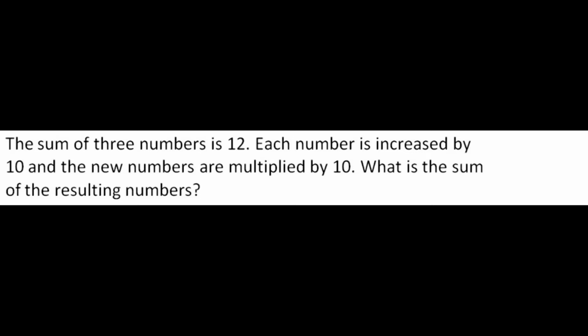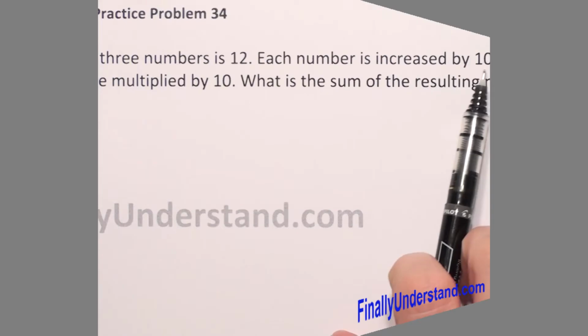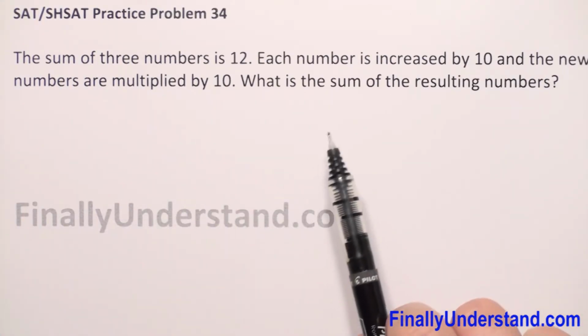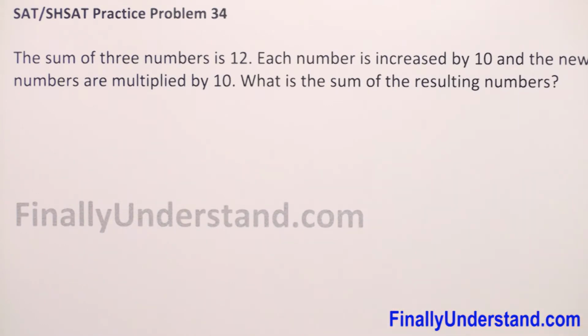The sum of three numbers is 12. Each number is increased by 10 and the new numbers are multiplied by 10. What is the sum of the resulting numbers?